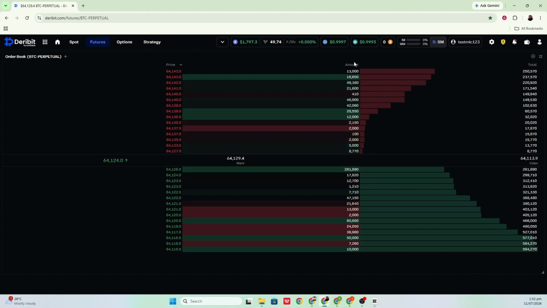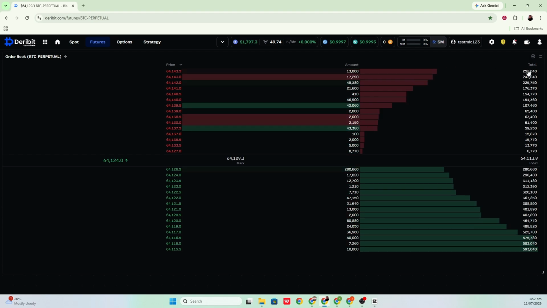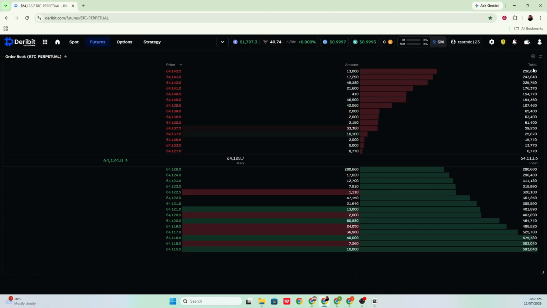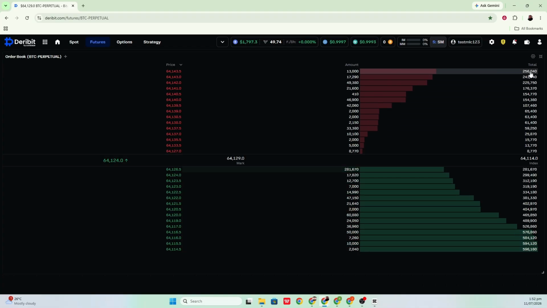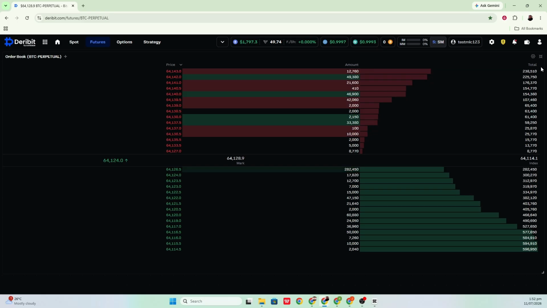The third column shows the total or cumulative depth. This adds together the total volume from the best available price down to the current row. It shows how large a market order can be before the price moves to that level.